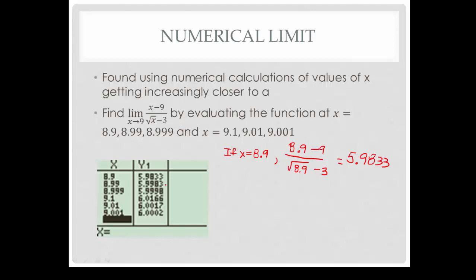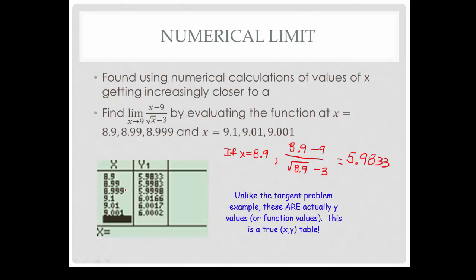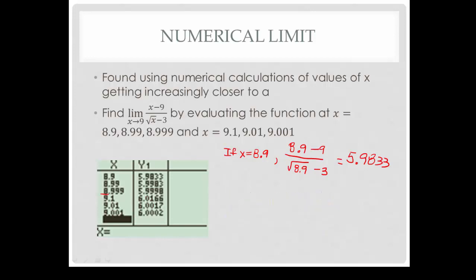And if you notice, as we put in 8.9, 8.99, 8.999, watch what's happening to the y value, to the function value. I'm getting 5.98, 5.99, 5.999. It definitely appears like my function is approaching 6. Let's check the other side. If we look at 9.1, 9.01, 9.001, these also appear individually. You kind of got to look at these as two separate things. These appear to be approaching 6 as well.